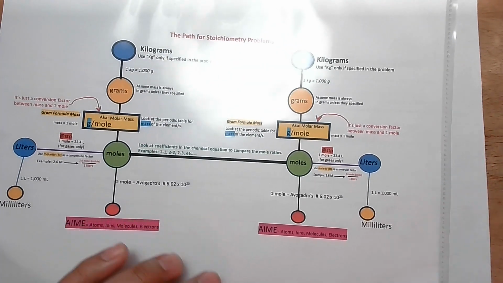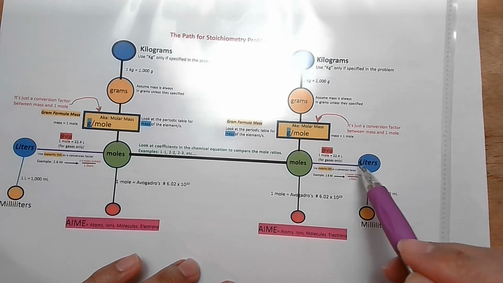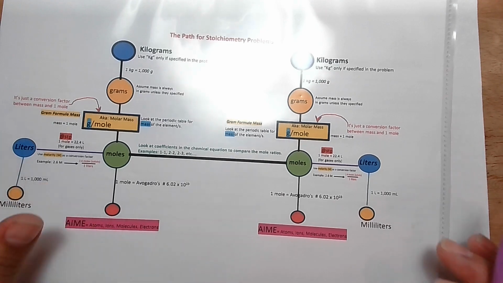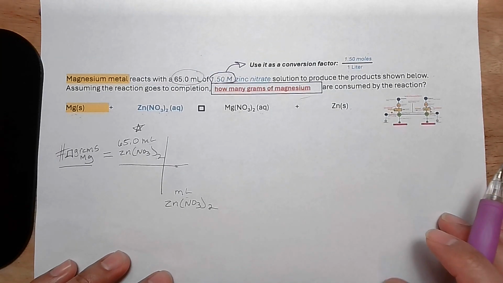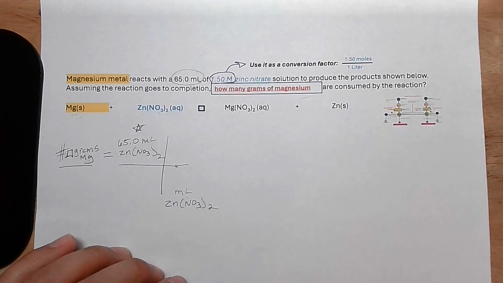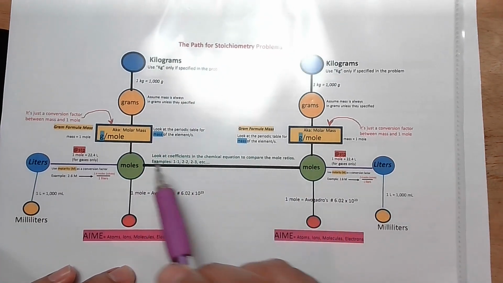Another thing too. The reason I'm not going from milliliters to liters and then from liters to moles and then just going straight up into grams is because we're comparing two different things. Those two different things are zinc nitrate and magnesium. So therefore we have to do the mole to mole ratio.